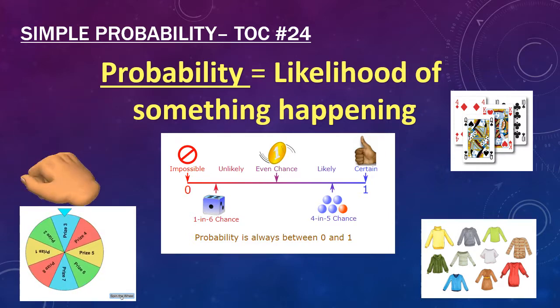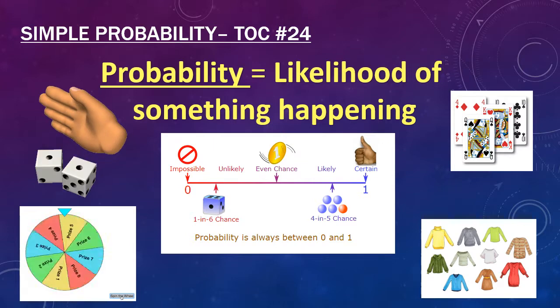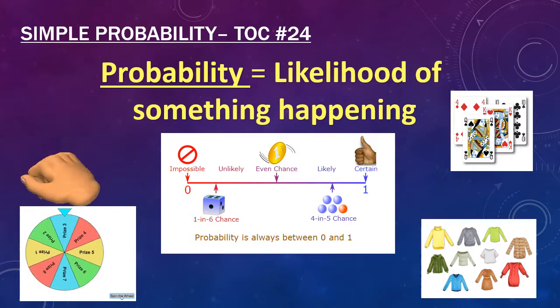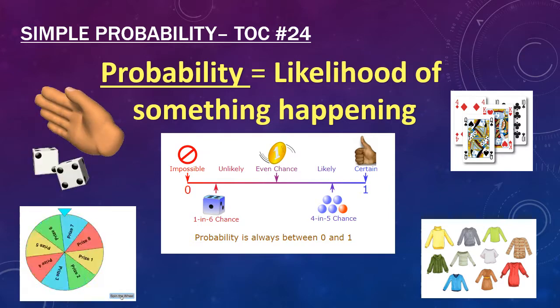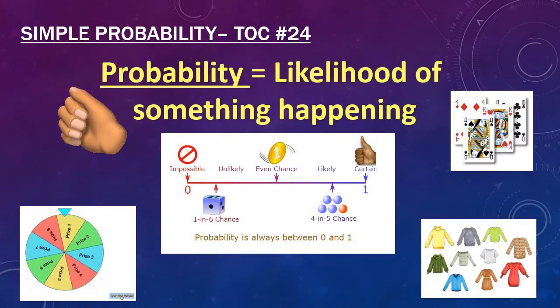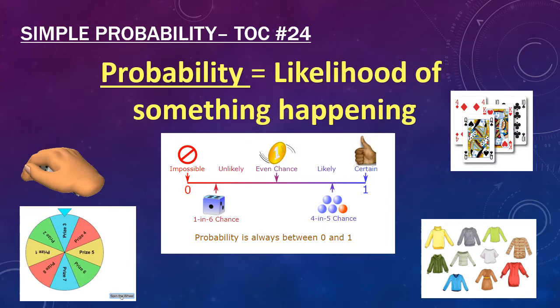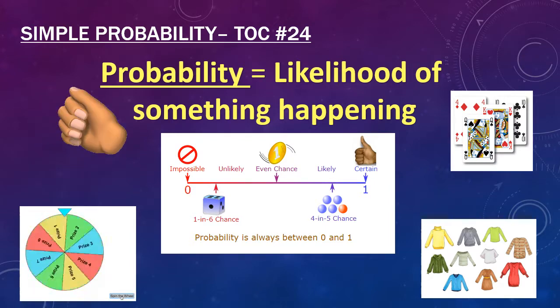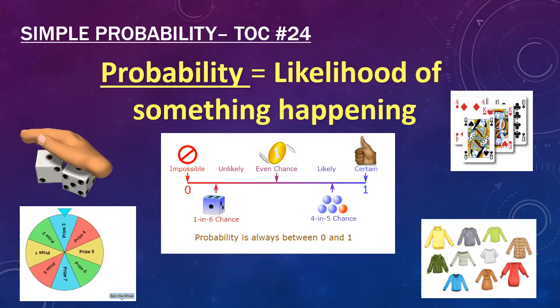An even chance is a 50-50 chance. It's 50% likely to happen, 50% not likely to happen. So that's a 50-50 chance. That's like a true-false question or flipping a coin, things like that would give you a 50-50 chance.